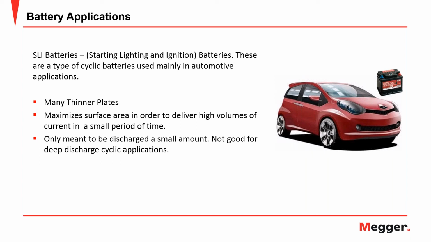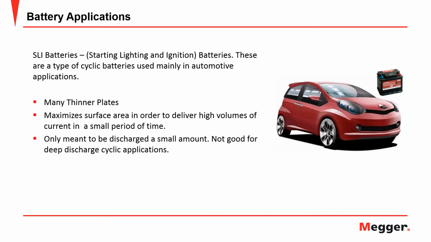They're packed in under pressure. So when you have these where they discharge too much, you can get dendrite buildups. We'll get into that a little bit more when I get into the actual failure modes. But you'll notice that these type of batteries, as soon as you start a car, what happens? The alternator recharges the battery. So starting, lighting, ignition batteries should never be used for anything outside that application.